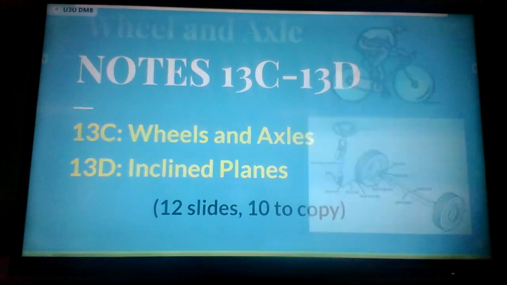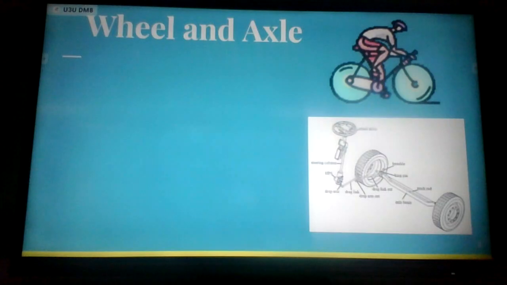Here we go. All right, what is a wheel and axle? Well, obviously we know what a wheel is. See the guy riding the bike. He is pushing on the pedals, and the pedals are attached to a small wheel that's attached to a chain, that's attached to another small wheel, that's attached to larger wheels. But what do the wheels turn around?